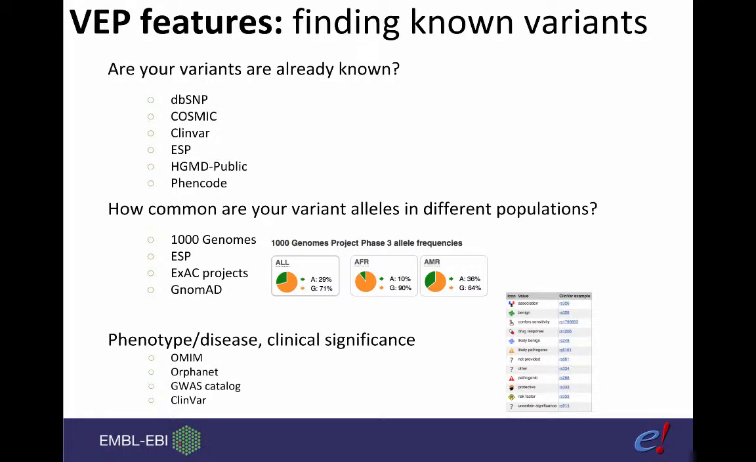So if you've submitted a list of variants and some of them are already known, then we're able to tell you a lot of information about these. So looking at all the databases that we import data from, we can also tell you how common your variant alleles are in different populations, both from the 1000 Genomes project, but also these other projects, including gnomAD. And we can tell you if we know that a variant has been linked to any phenotype, diseases, or clinical significance, as well as any, of course, literature citations as well for those variants.